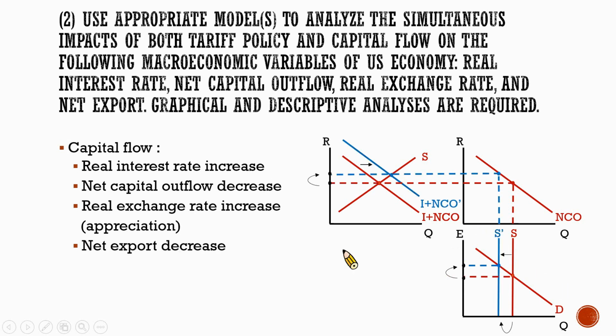For the capital flow, since many foreign businesses increase their investments in USA, the investment curve shifts to right, increasing the real interest rate, and therefore reduce the NCO. The reduction in NCO shifts the supply curve to left, increasing the real exchange rate, which means an appreciation. By the equation NX equals NCO, we can know that the net export also decrease.